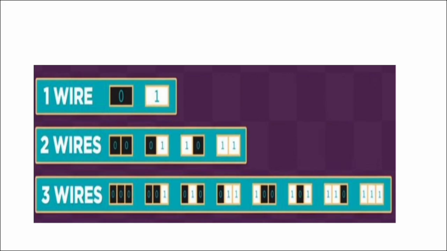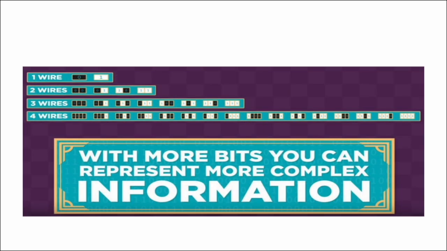Similarly for 3 wires, 8 states, right? So now you need to look at all these wires as a group. This entire group can be in 8 different states. If it is 1 wire, it can be in 2 states. If it is 2 wires, that group can be in 4 states. If it is 3 wires, that group can be in 8 states. If it is 4 wires, that group can be in 16 states. If it is k wires, that group can be in 2 power k states. As simple as that. 4 wires, 16 states. With more bits, you can represent more complex information.